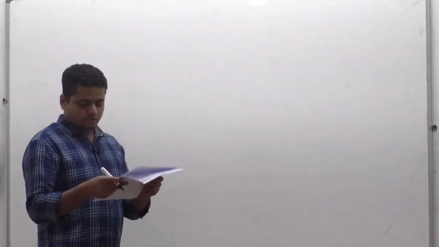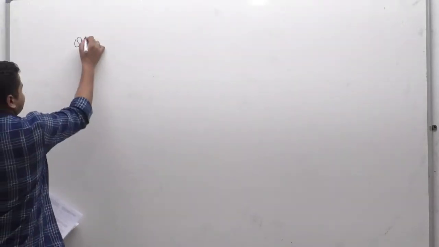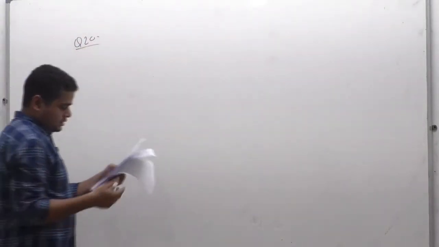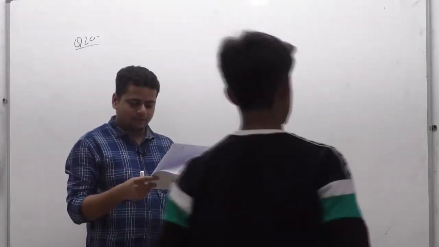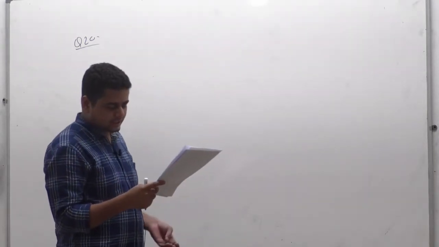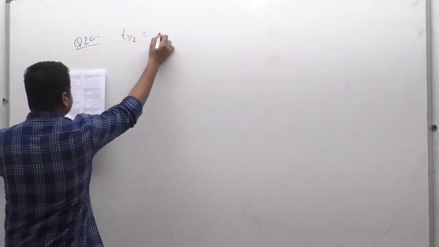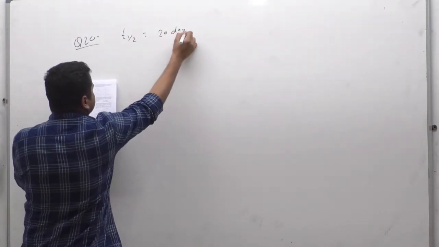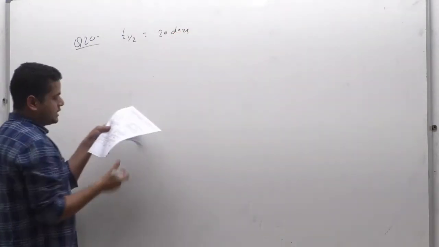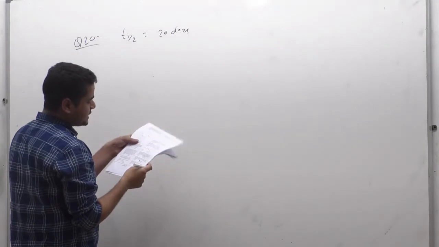Next we can go through question number 20. In question 20, what they have given to us: the half-life of a radioactive substance is 20 days. The time spent between 40% decay to 85% decay of the initial number of the nuclei is? So in this question they have given T half is equal to 20 days. Next, the time between 40% decay to 85% decay.